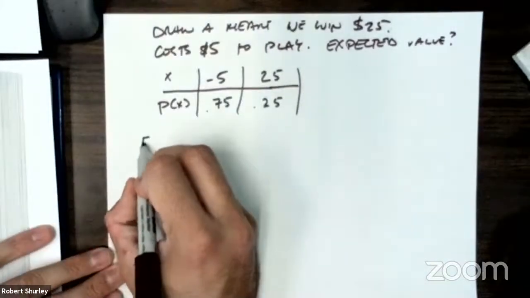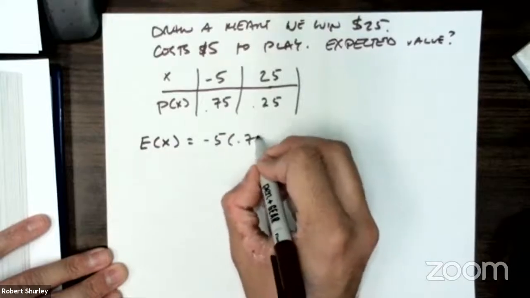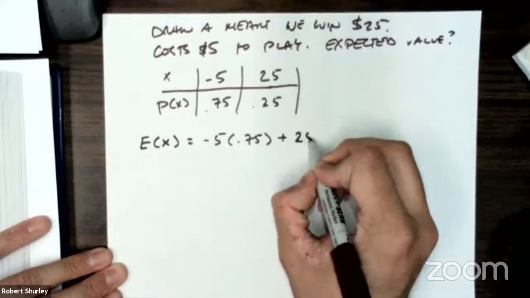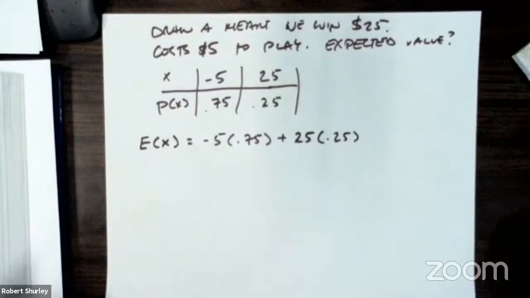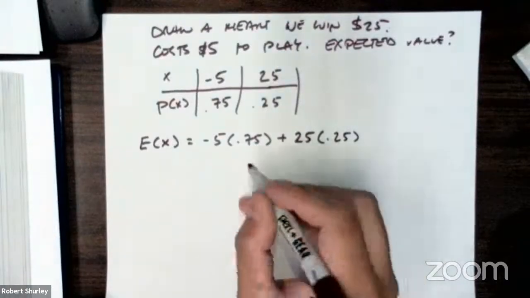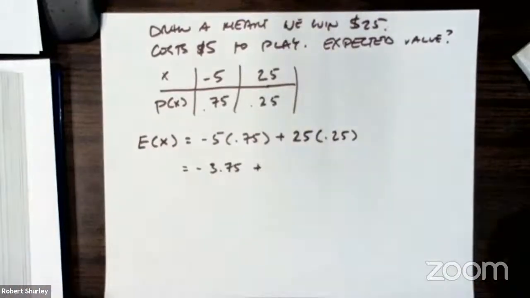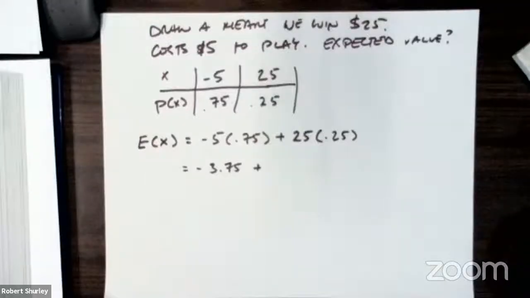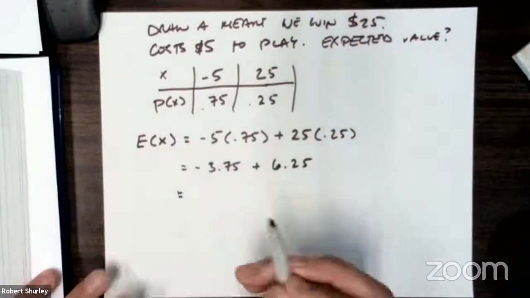So again, if I want the expected value on this game, it would be -5 times 0.75 plus 25 times 0.25, right? Okay, let's do the math here. So -5 times 0.75, that's -$3.75. And $6.25. Say again now? $6.25. Oh, this is going to be worth it, right? Because when you add these together, you get a positive number.